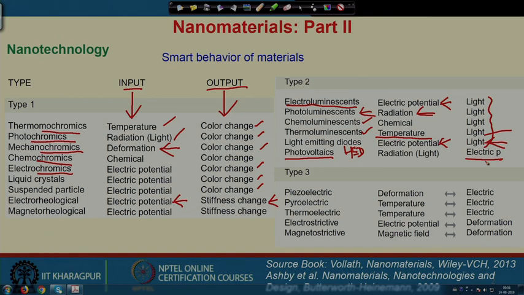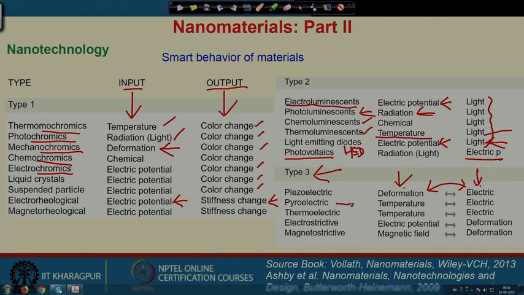On the other hand, the type 3 smart behavior of materials is interchangeable, meaning for any input signal we give, we get an output, or if we give an electric signal, we can get deformation. Here you already know about piezoelectric material, where we provide deformation, meaning mechanical straining, and it gives us an electrical pulse, and if we apply an electrical pulse, we can get a deformation.